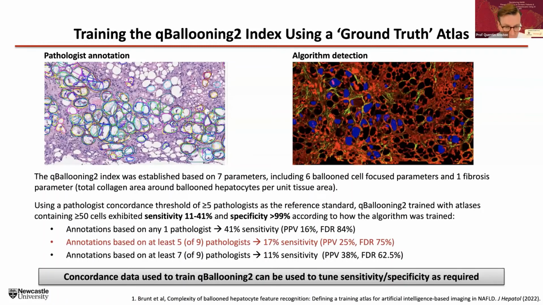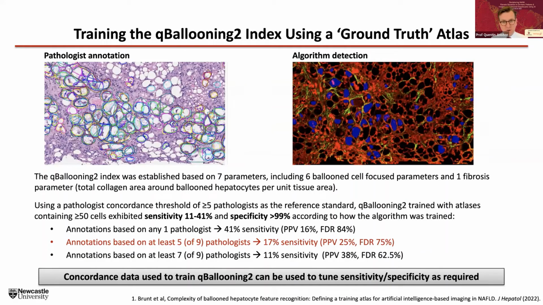What does this mean? Well, using a pathologist concordance threshold of at least 5 pathologists as the reference standard, what this means is that Q-ballooning 2 trained with atlases containing at least 50 cells exhibited a sensitivity for ballooning which went from 11 to 41% and a specificity of greater than 99%. Although one must remember that specificity is of course a function of the fact that the majority of cells on any histological image are not ballooned.